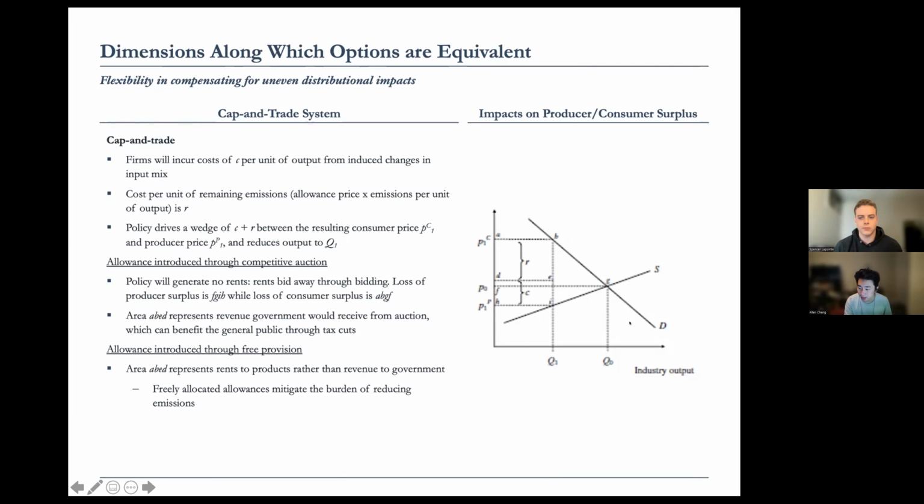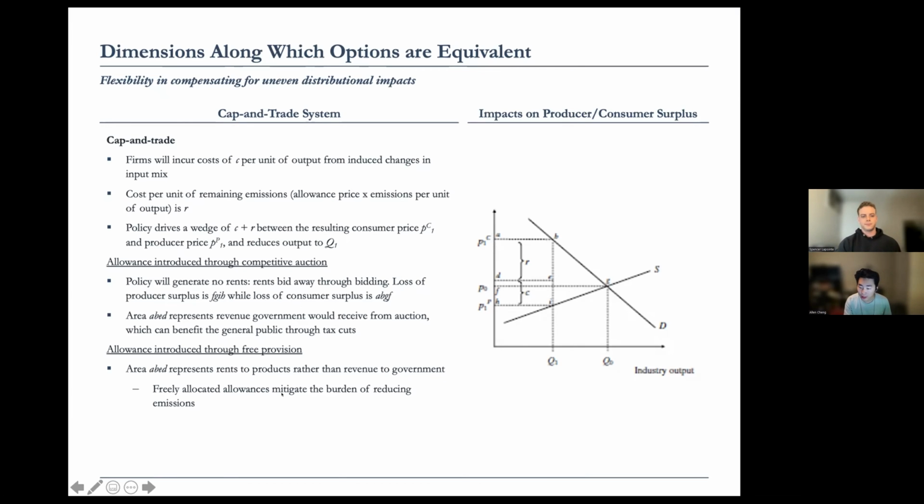If it's a competitive auction, all the producers will bid away the positive economic rent. As a result, the loss of consumer surplus would be A, B, G, and F, while the loss of producer surplus would be the trapezoid F, G, H, and I. Instead, the government would gain from the auction the area A, B, E, D, which represents the government revenue it would receive from the auction, and this could be redistributed through tax cuts.